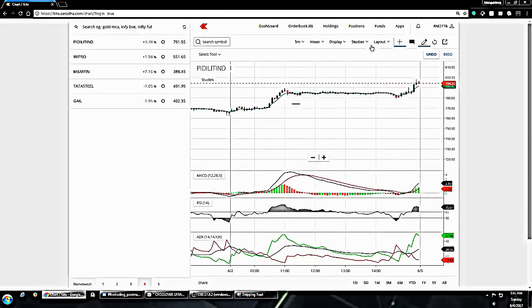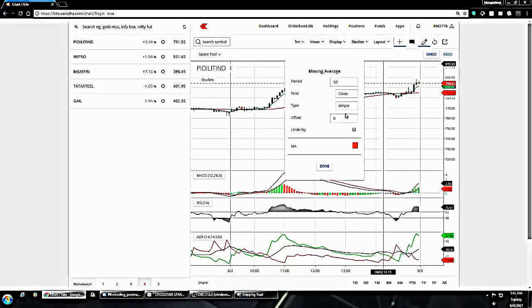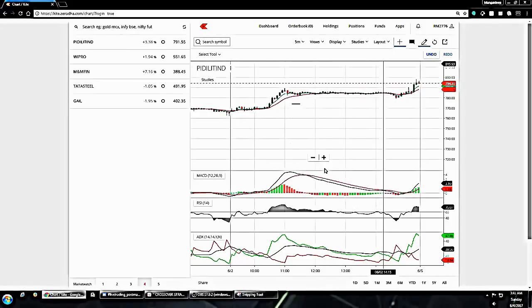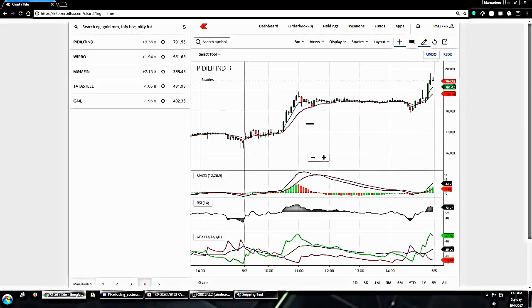We need to plot another one. We go to studies again, we go to moving average. This time the period will be 12, the field will be close, the type will be exponential, and I click on done. So this is the complete setup that we are going to discuss here. Now I have some examples here for going long and going short. I'll just go ahead and explain them to you.